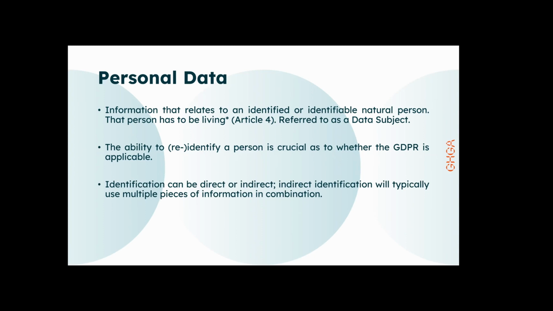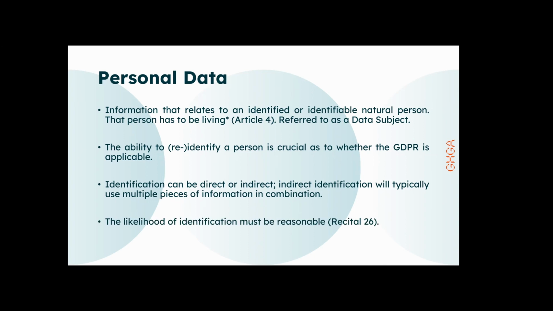The way that the identification can happen can be either direct or indirect. Indirect identification will typically use multiple pieces of information in combination, and we're going to see an example of that in a moment. Direct identification, as the name suggests, means that from the data itself, it's possible to identify someone directly. So, for example, if a data set contained your name, your date of birth, and your address or your postcode, that's fairly clearly going to enable a direct identification of that individual. Whereas indirect identification might mean that you have to combine different sources of information together.